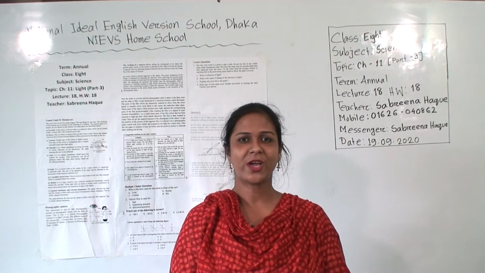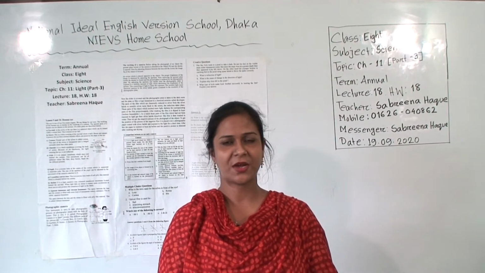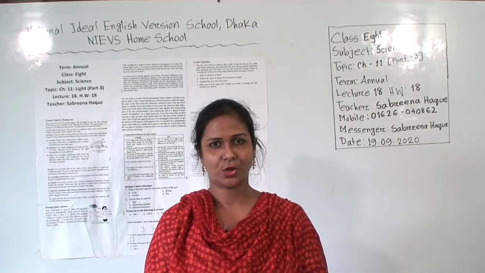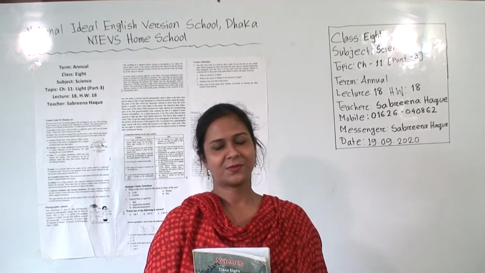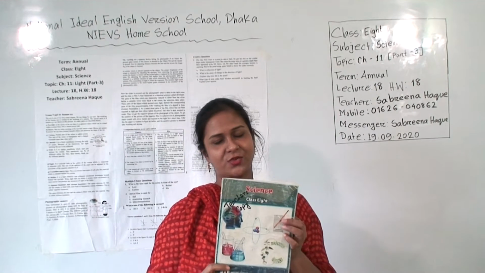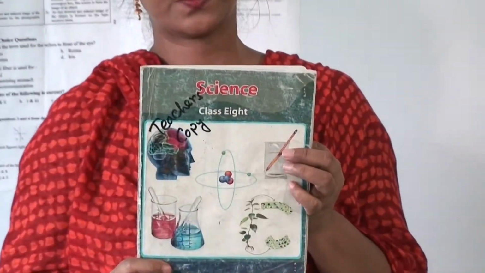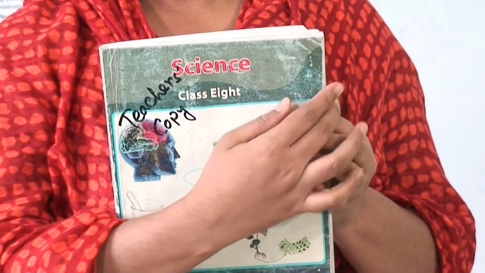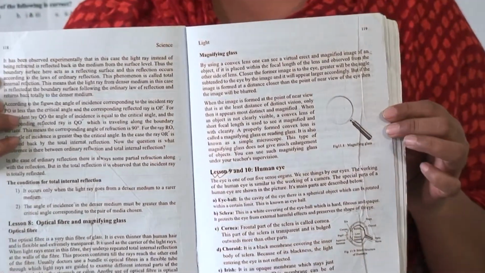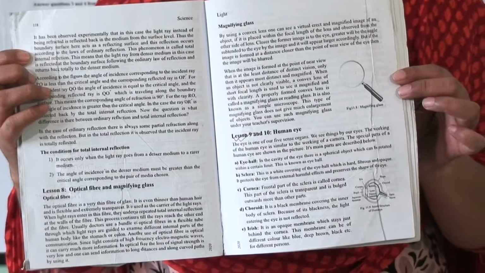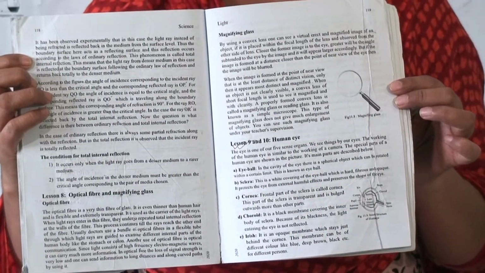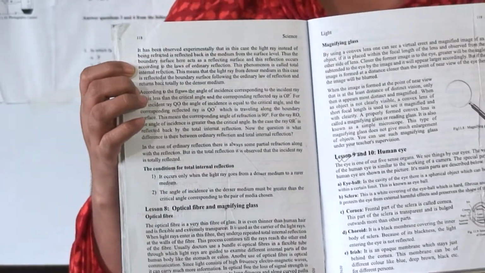Dear students, today I am going to take a science class for class 8 students based on chapter 11, and this is the third part of the chapter. Dear students, take your textbook. Open page number 119 and follow the class with your textbook. So dear students, let's start our today's topic.